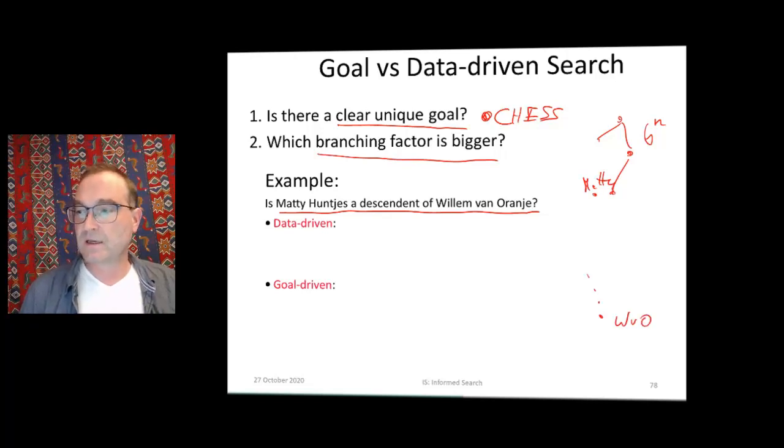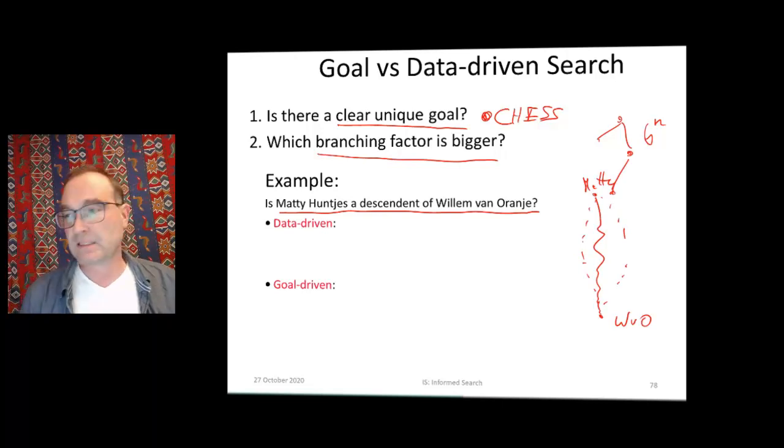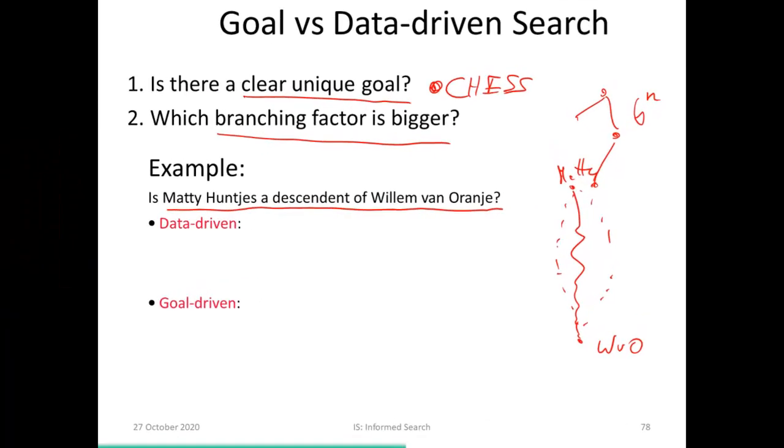And the question is, in which direction should we search in order to check whether there is a direct path somewhere between Willem Oranje and Matti Hüntjes? So think a bit whether you see what the answer here is. And the answer is obviously in what I wrote up here. The distance between the two will be the same no matter which direction we search, but we want to look at the branching factor.